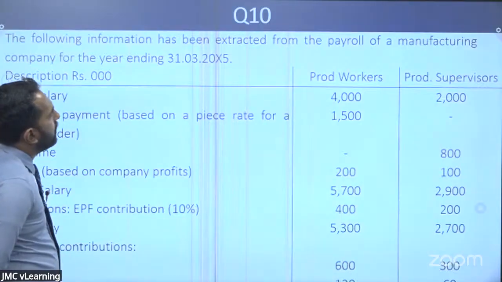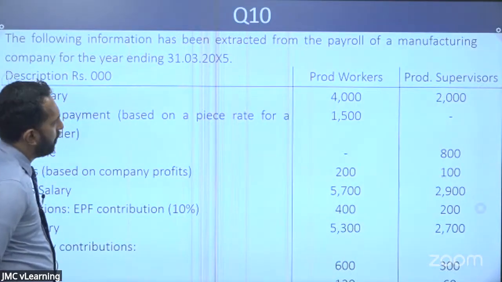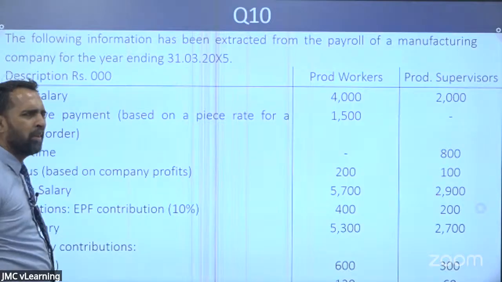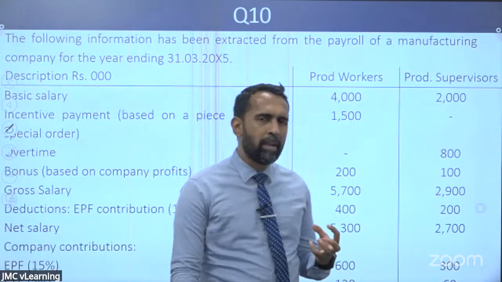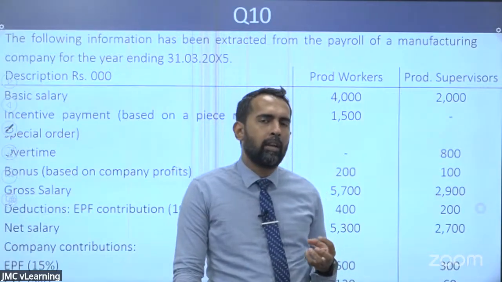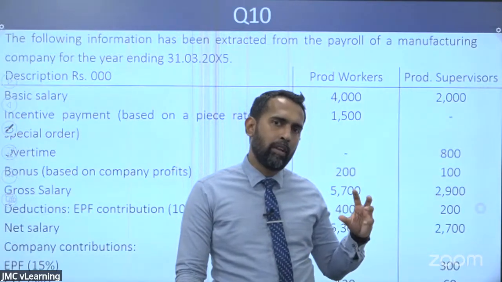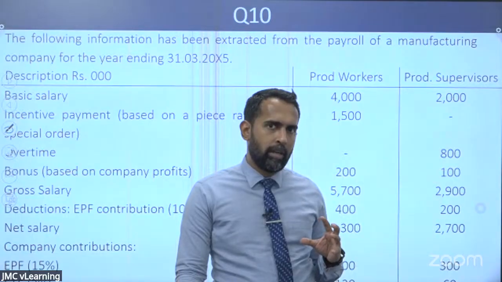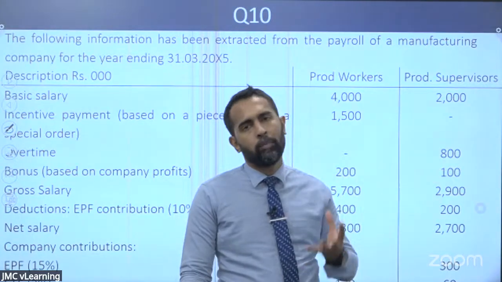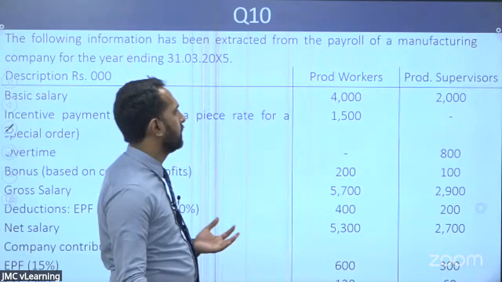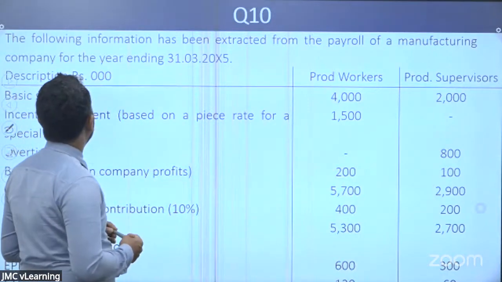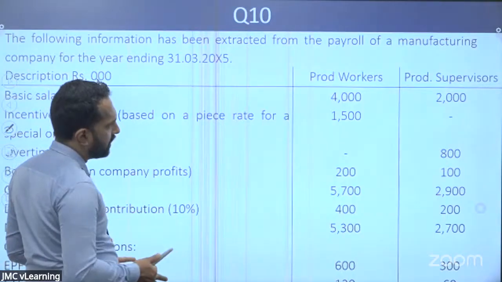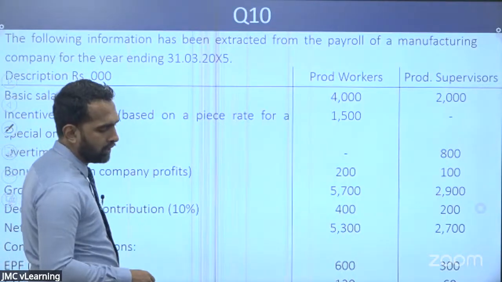The following information has been extracted from the payroll of a manufacturing company. What is the meaning of payroll, Lamai? When you're paying the salaries, we need to accumulate the information about their salary. What are the additions to the salary? What are the deductions? Then you are putting the total employee related cost into a document. So this document is called the payroll. Now you've got the payroll of the production workers separately, production supervisors separately.